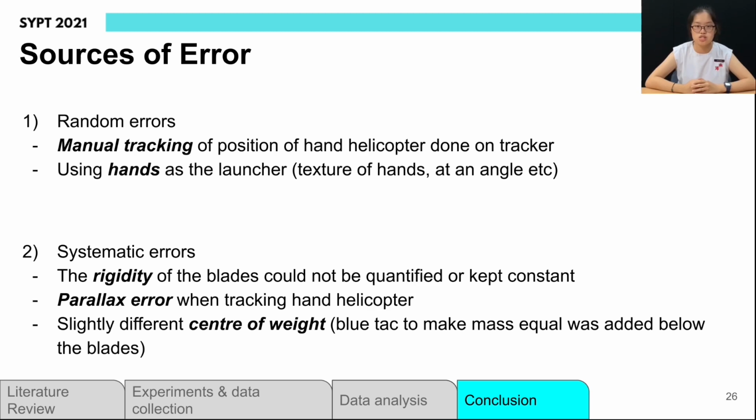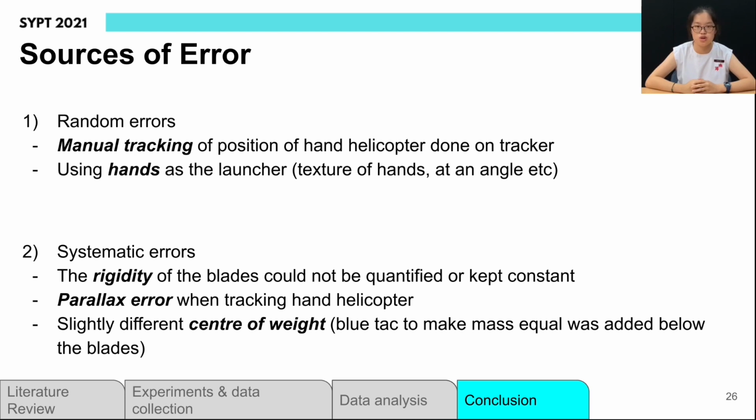As we tracked the position of the hand helicopter manually, the position that was tracked may not have been the actual position of the hand helicopter. We used our hands as a launcher, so there may be human error as we may have launched the hand helicopter at a slight angle. The texture of our hands is also not consistently smooth, which will reduce precision. The rigidity of the blades also could not be quantified or kept constant.